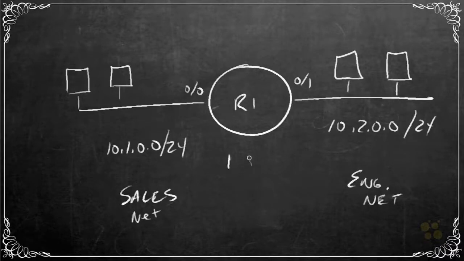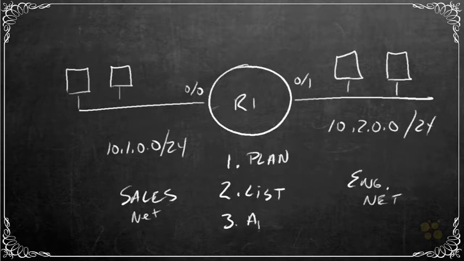Number 1, we need to have a plan. And that means just logically, what do we want to filter? What do we want to permit? What do we want to deny? And think it out first as far as what we want to do. Secondly, we'd make a list, and that list would include certain types of packets that we want to permit, other types of packets we want to deny. And then third, we'd go ahead and apply that list to an interface on the router.